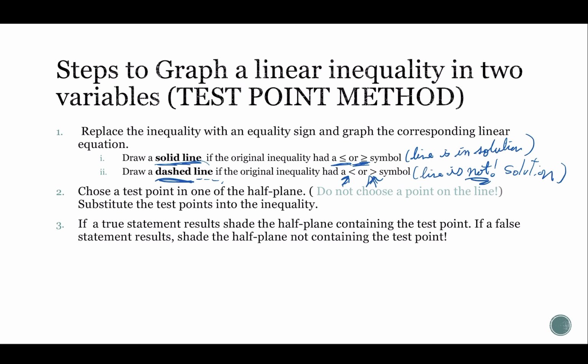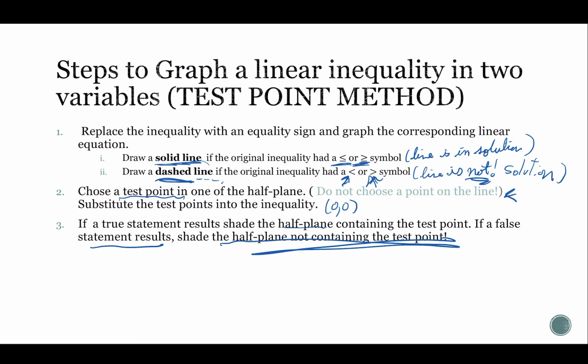So once you do that, then you need to know which side of your half plane to shade. So what I do is I choose a test point, typically 0, 0. You just have to make sure that that point is not on the line. And I substitute that test point into the inequality. If I get a true statement, then that point's part of my solution, so I shade that half plane. And if I get a false statement, that means that point's not in my solution, so I have to shade the other side of the half plane.